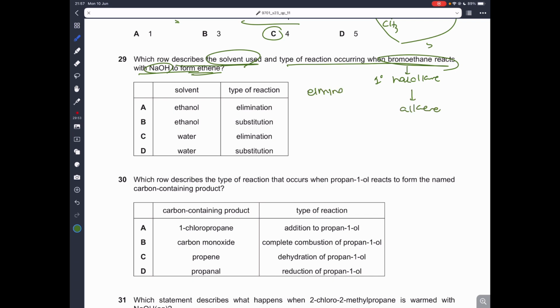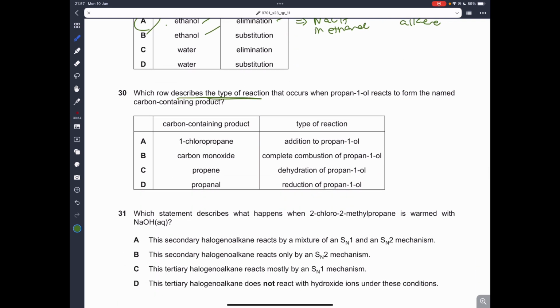You have to know these organic reactions by heart. Elimination reaction, right? And the condition, the solvent that we are using is NaOH in ethanol. We cannot use NaOH in water, or else it will be a hydrolysis reaction. So, A, elimination reaction.